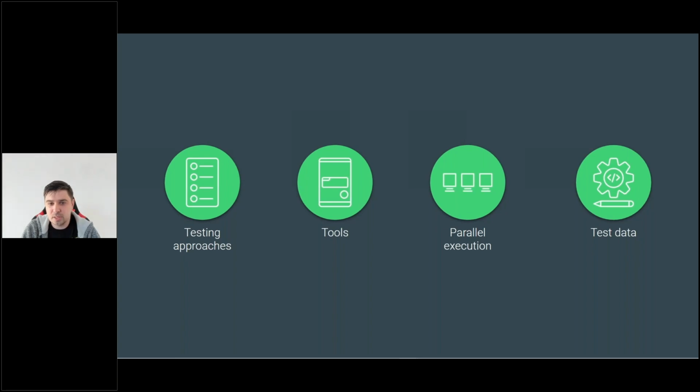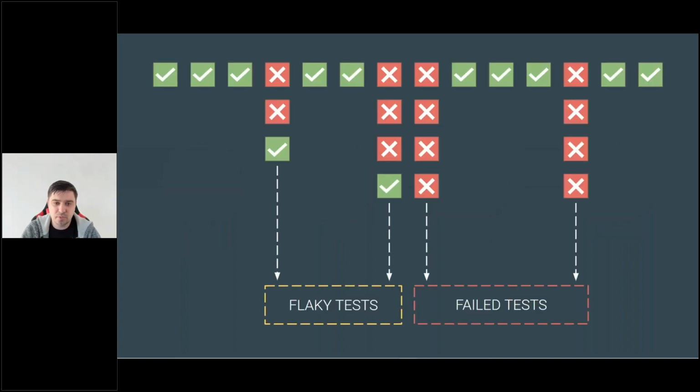And the last part is test data. If you always try to create the same account, and a test case which just removes your account fails, it means your account still exists. In this case, it also can be a reason for flakiness. And we can find and handle flaky tests with different approaches and different tools.